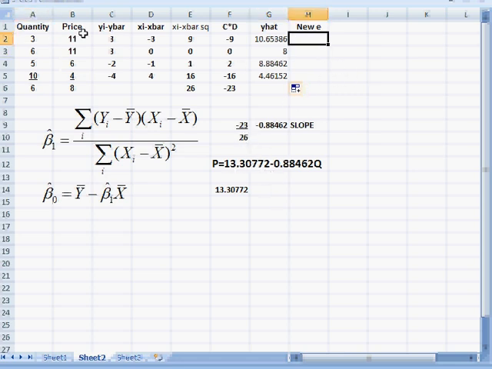Now what are the residuals? Actual price, 11, minus predicted, 10. So let's calculate these. Equals B2, actual, minus predicted, G2. I've got those calculated. And now, again, the benchmark for the best line is to make the sum of the squared residuals the smallest. So let's square them and sum them. E squared. I'm going to do H2 squared.